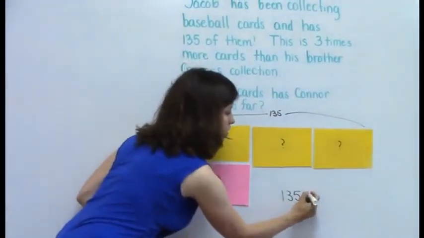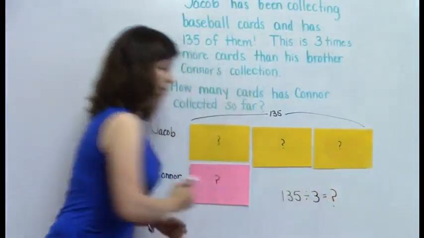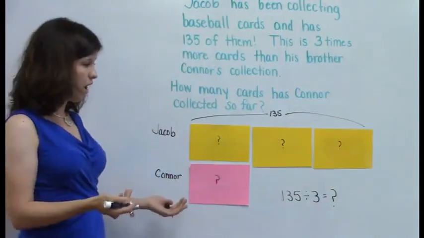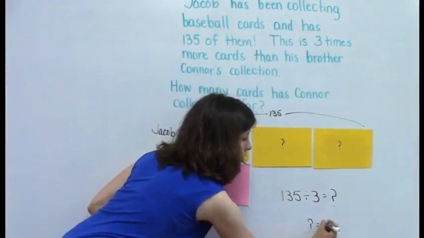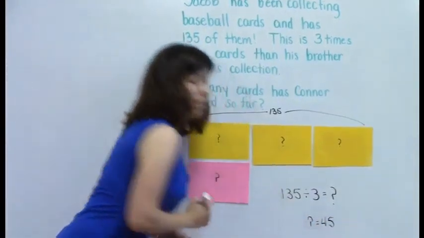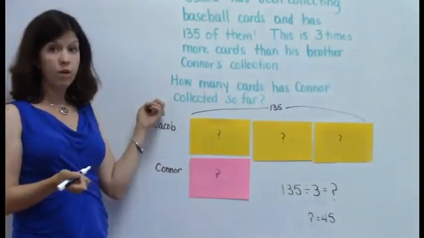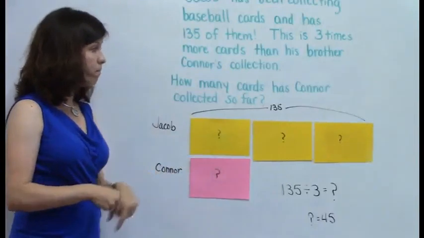135 total cards divided by 3 equals our unknown. And again, students can use a variety of strategies to solve that division problem and figure out that the value of Connor's cards is 45, or the missing value is 45. So the answer to this problem would be Connor has 45 baseball cards.